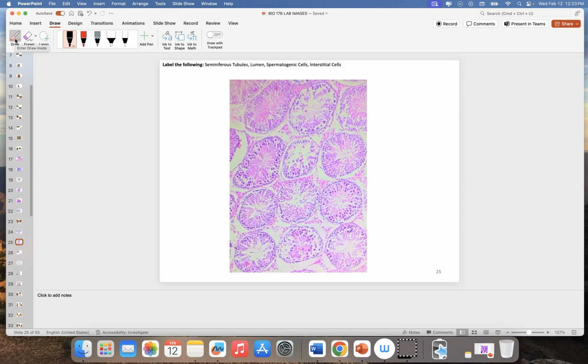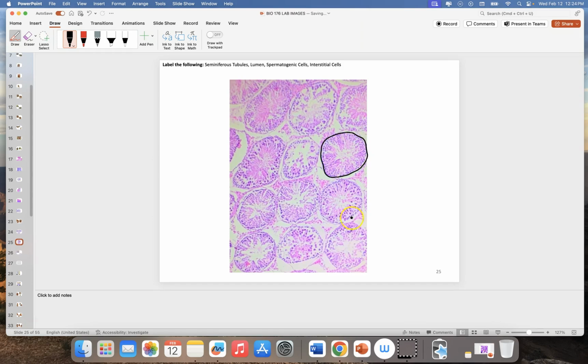In today's video, we are going to take a look at the testes underneath the microscope. When we think about the testes, we know that their job is to produce sperm, and this is going to take place within structures known as seminiferous tubules. And that's what we're looking at here, a series of seminiferous tubules. I will go ahead and outline a few for us.